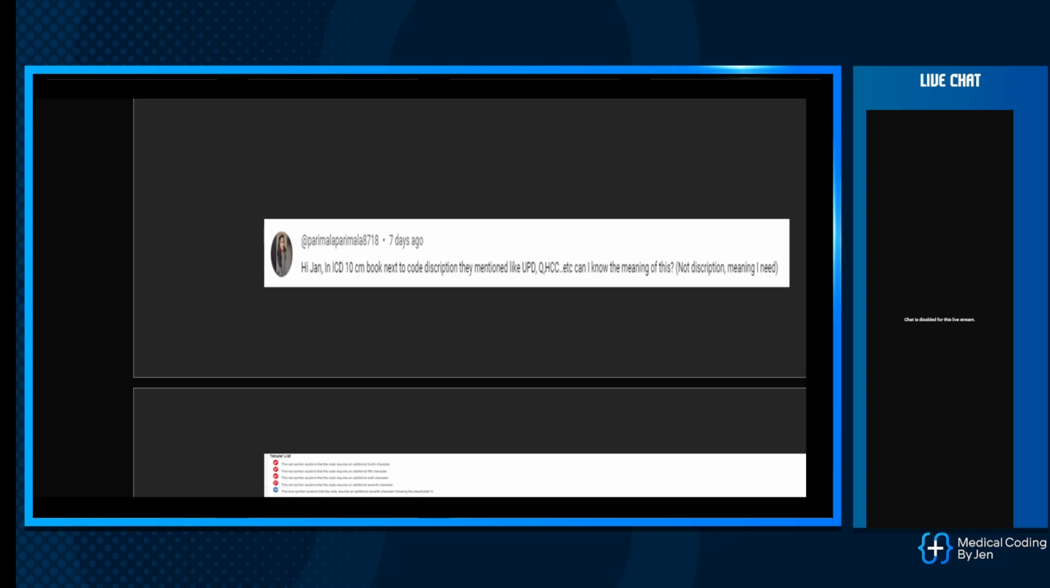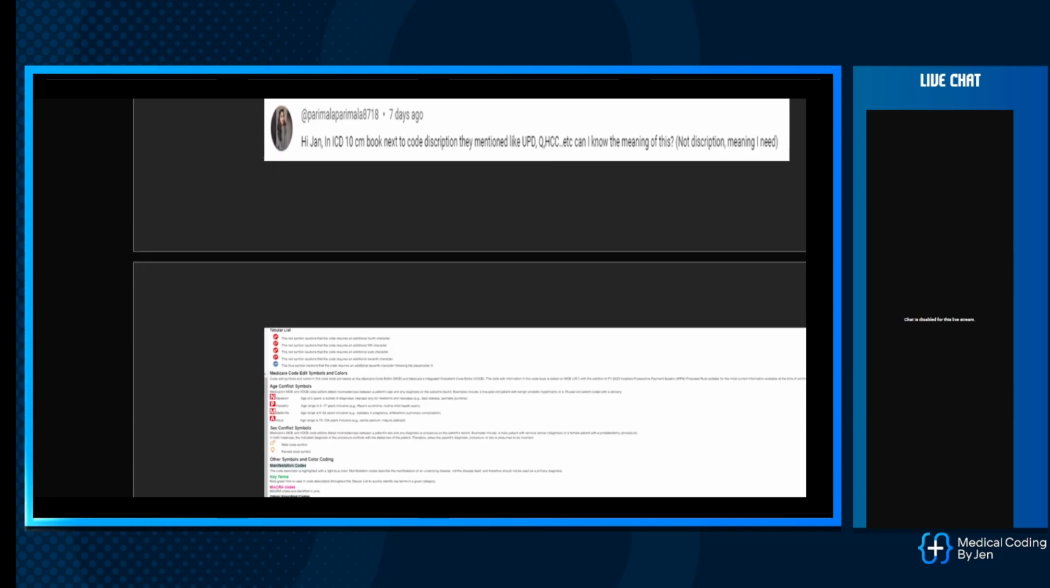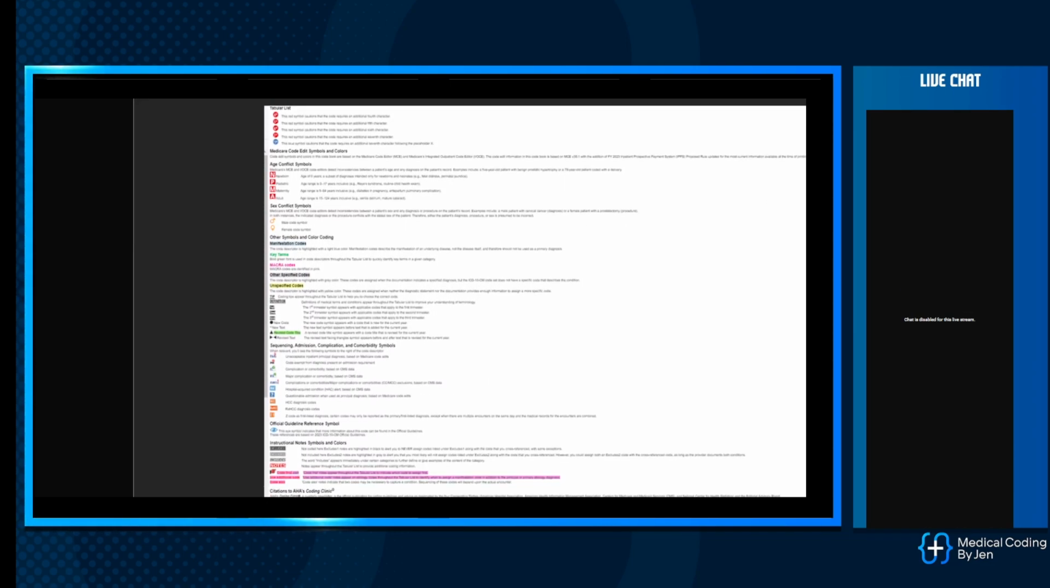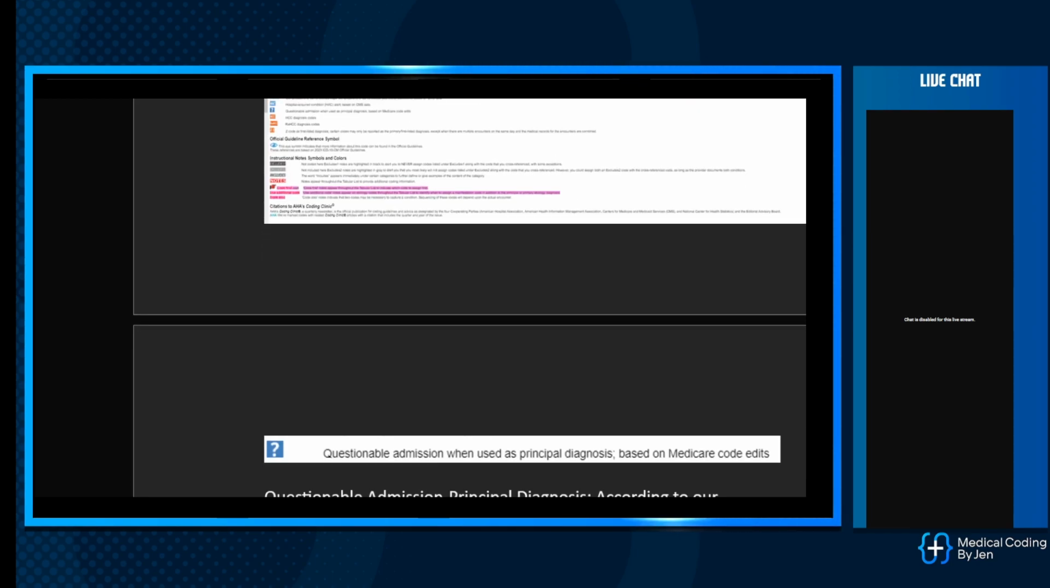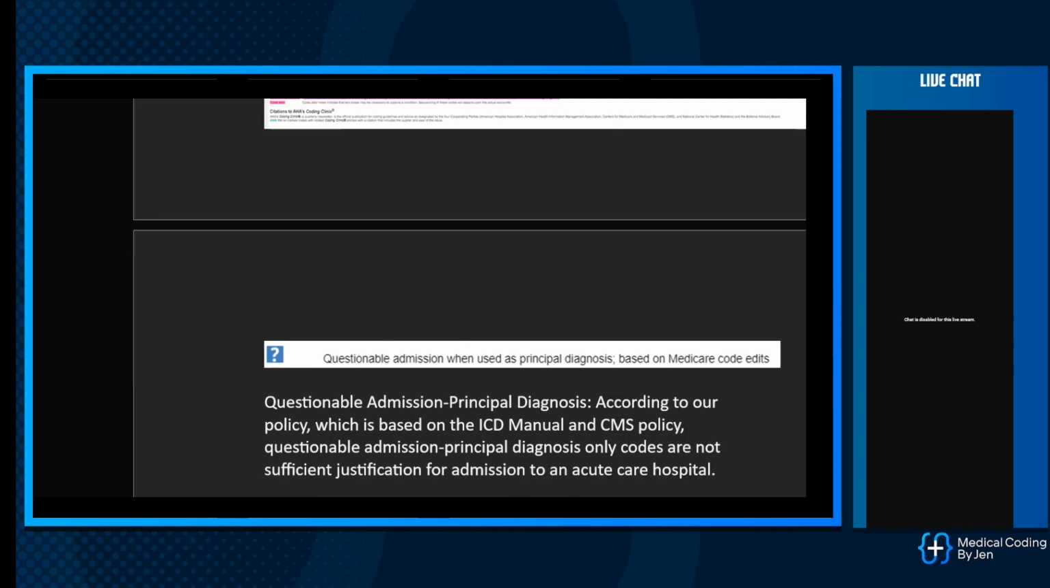The Q in her second part of the question here after UPD, I wonder if that doesn't mean our little question mark with our blue dot box around it. So if we look at our description of the blue box with the question mark in it, it says that this would be considered a questionable admission when used as a principal diagnosis based off Medicare code edits. That just means that that particular diagnosis code is questionable for an admission as a primary diagnosis for that service.